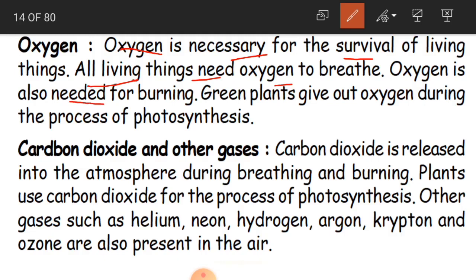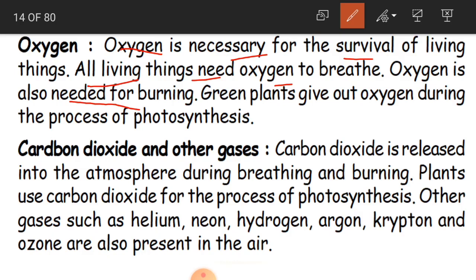Oxygen is also needed for burning. So not only for breathing, children, like we breathe air, that is the oxygen, oxygen is also needed for burning. Burning in the sense what? Like fire. Even fire requires oxygen to burn, because oxygen supports the chemical process that occurs during the fire. Fire burning is also a chemical process, and during that process oxygen supports the fire to burn. Okay children, this we can learn through an experiment. I'll tell you that later.